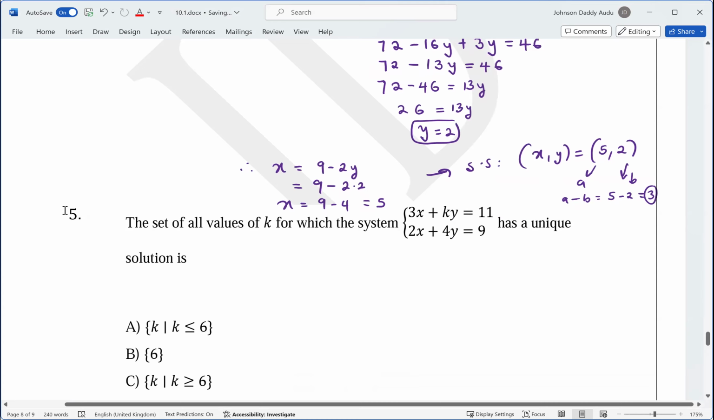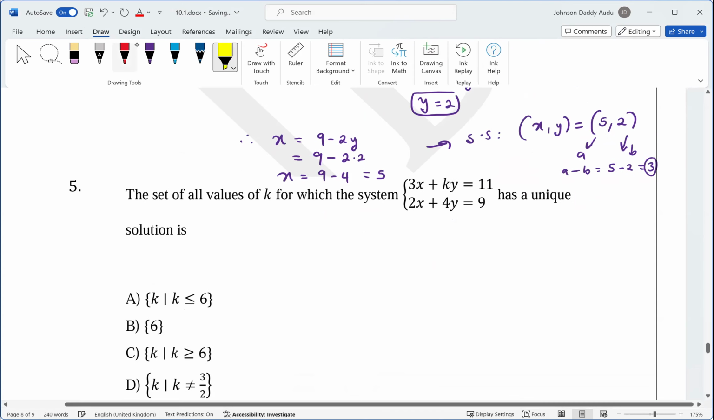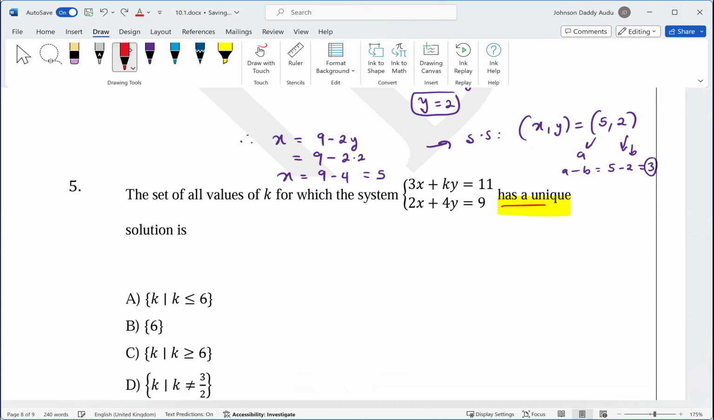Now let's see the last question here. It says find the values of k for which the system has a unique solution. So what is a unique solution? Unique solution simply means one solution, right? And when do you have one solution? One solution simply means that the slope M1 is not the same thing as M2. This is what we mean by one solution.